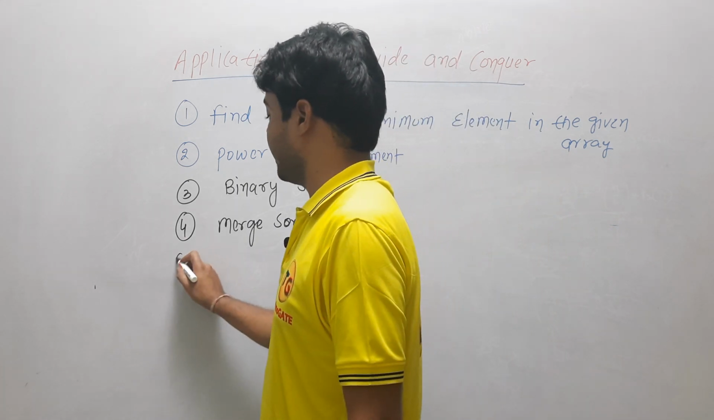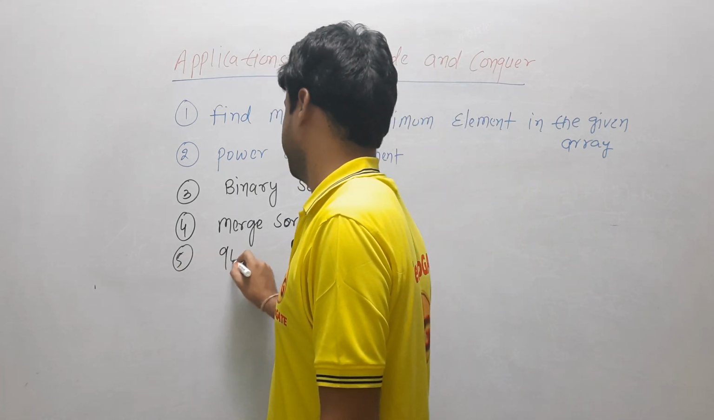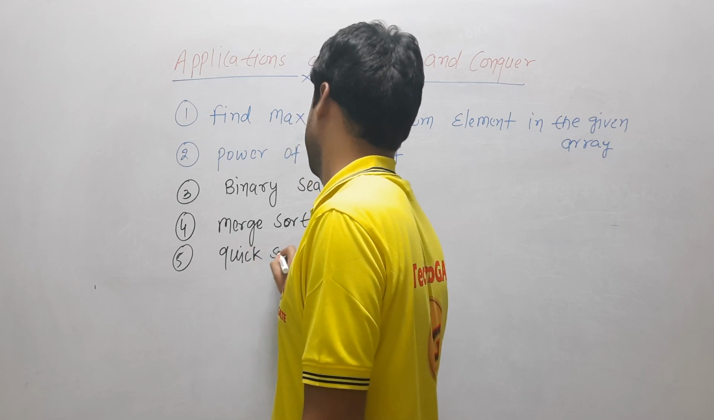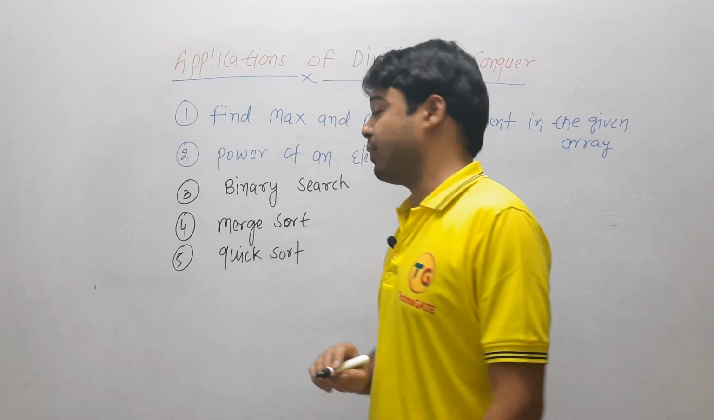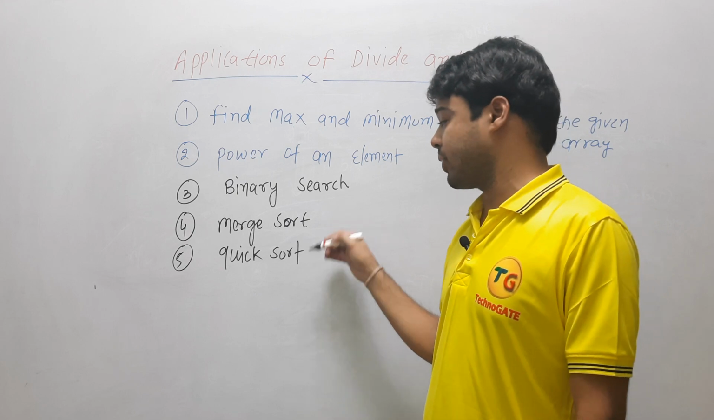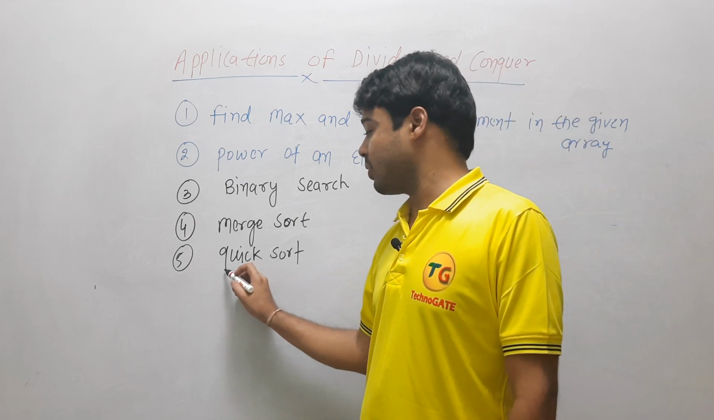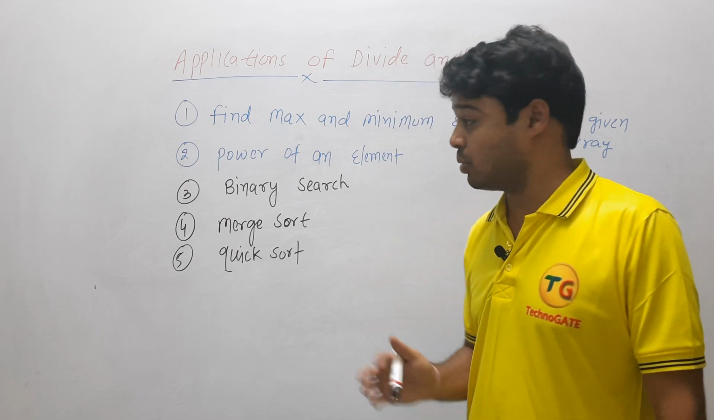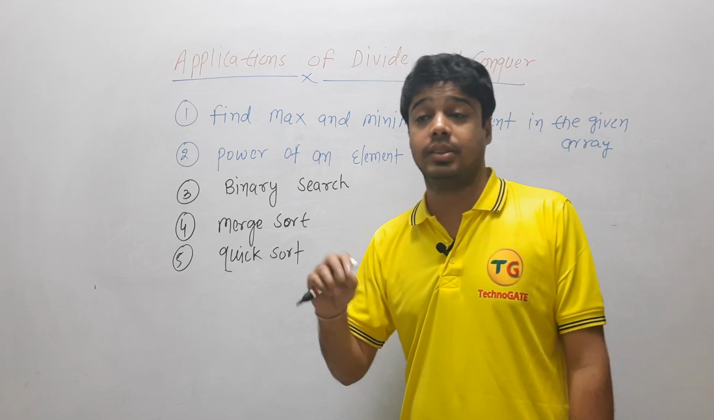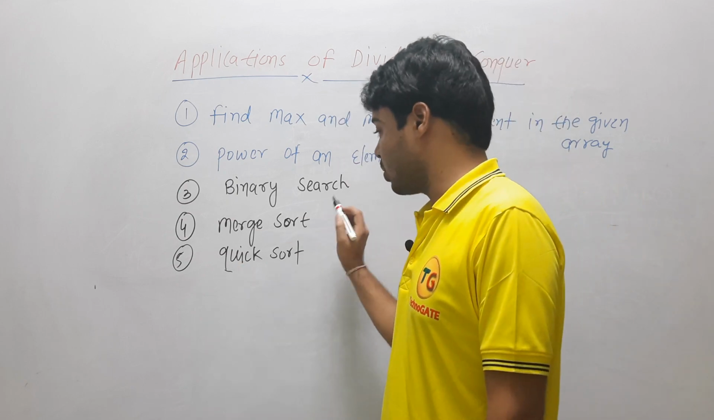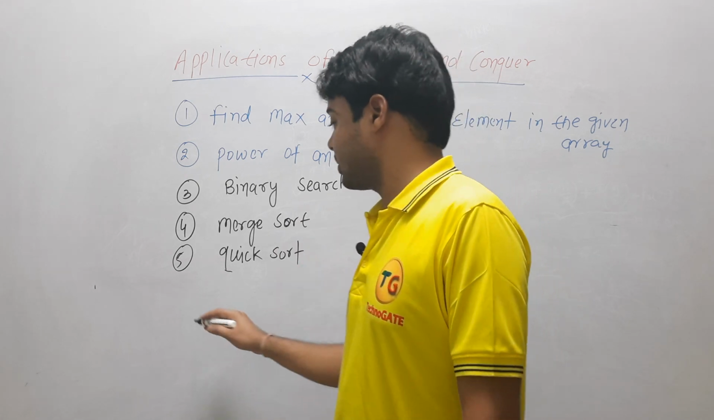Next one, again very important, is quick sort. Definitely one problem will come from either merge sort or quick sort. Here, what is the worst case and what is the best case? These cases are very important, along with the average case. We will discuss all of them in the application part.